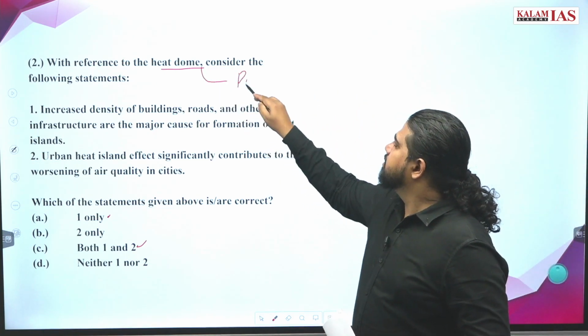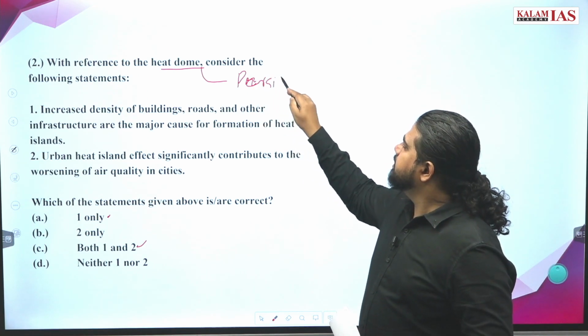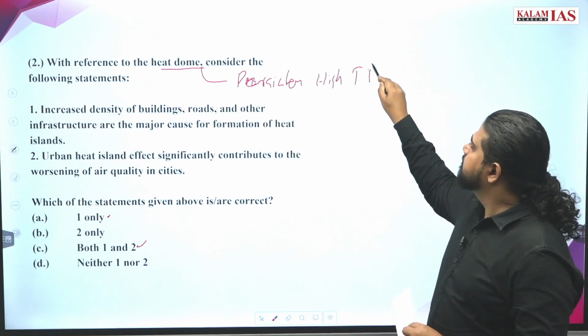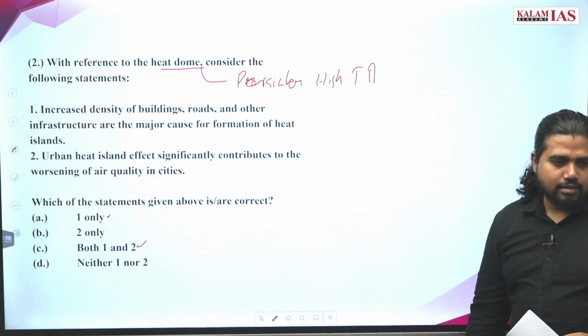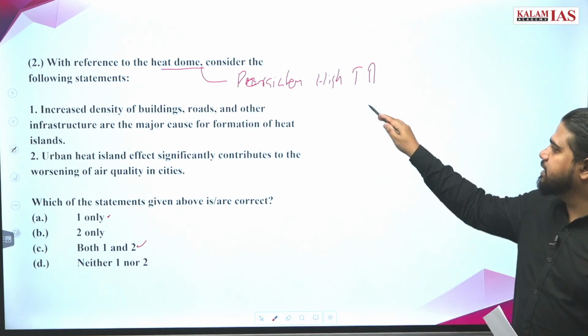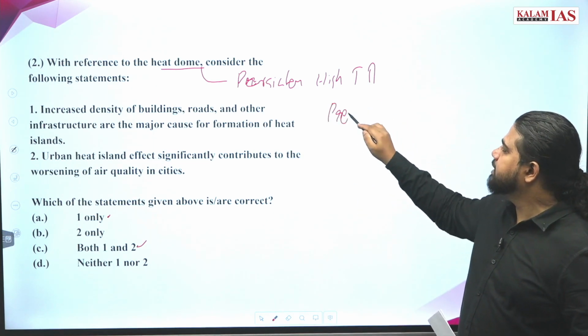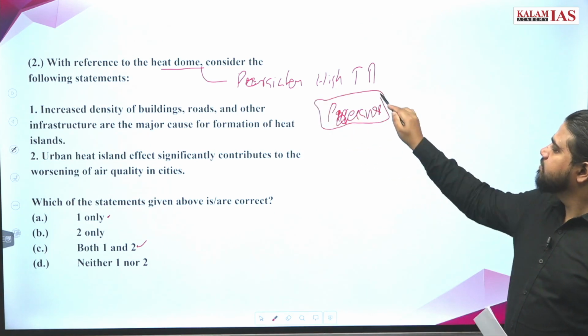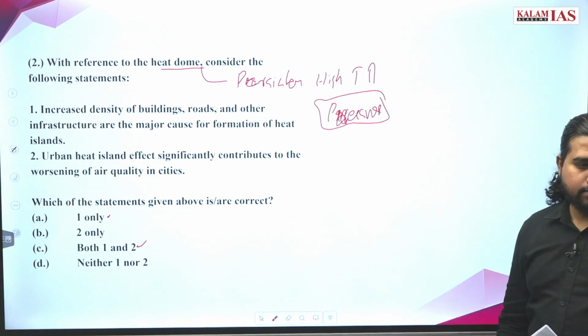Persistent high temperature over a particular region. This mostly happens in summer. And what about pressure? What can you infer from pressure? Will it be high pressure or low pressure? Why?